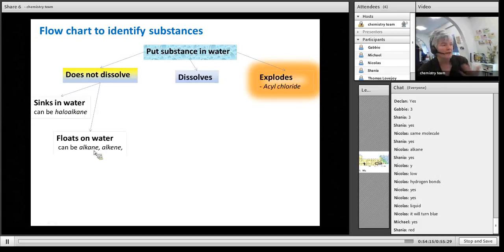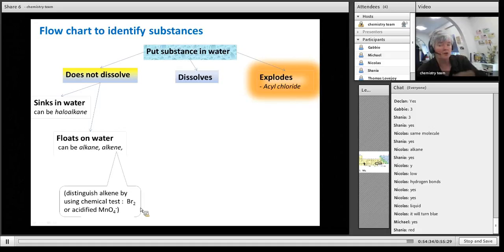Okay, if it floats on water, an alkane or an alkene. Think of your petrol on the road that lifts off the ground when it rains. Okay, because it's lighter than water, so it floats on top. You can distinguish this. Now these tests we'll do in our next lessons. There are 2 tests you learn. So when you do the 2052 booklet, you come across these 2 tests.